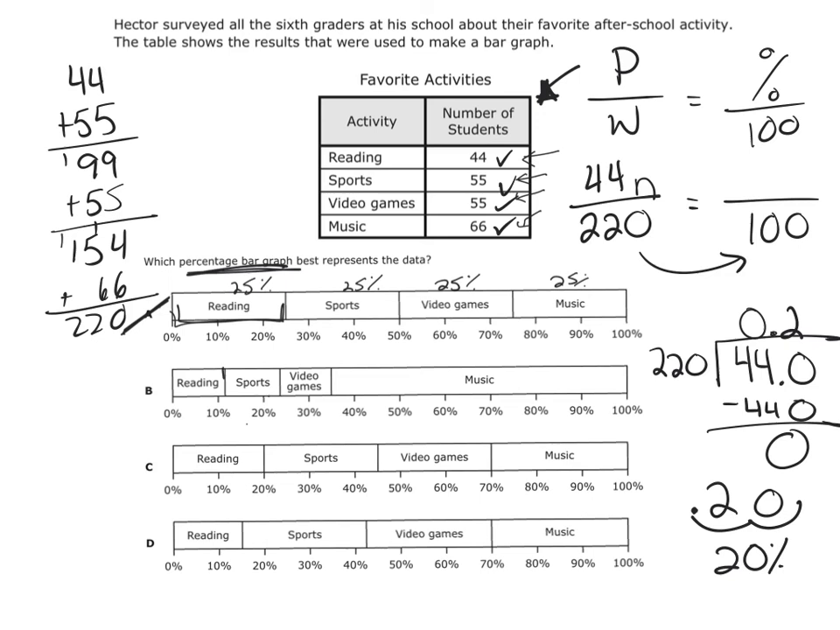Well, this one says reading is less than 20, so it can't be that one. This one says reading is 20, and this one says reading is less than 20. So look, just pick one. Don't try them all. Can you test them all? Go for it. But if you're running out of time, just find the one that's different and test it.